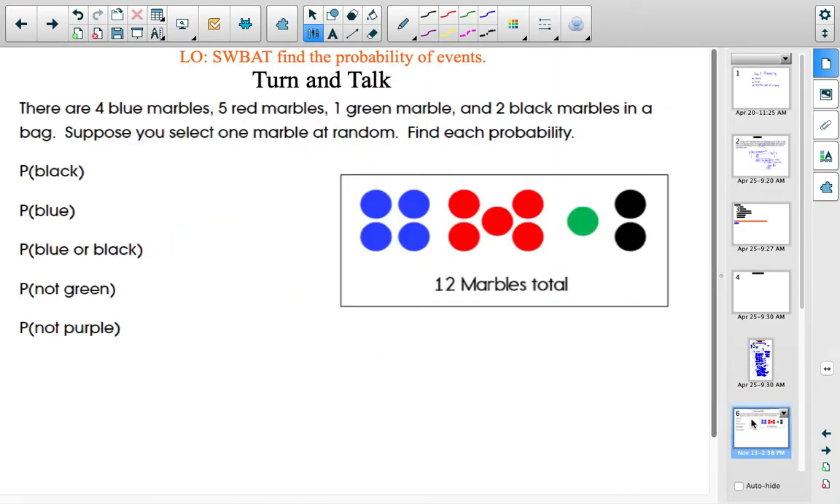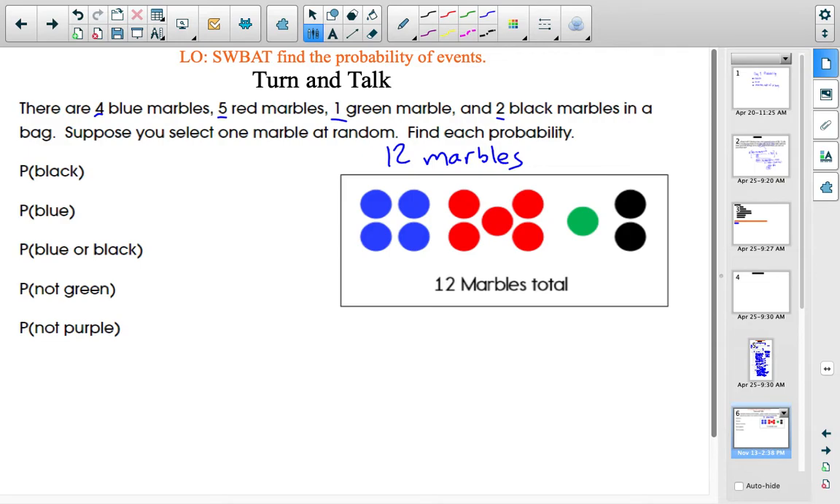Lastly, I want you to look. What's nice about this one is that it does have colors. And again, we've got marbles in a bag. This is a very common one on standardized tests. 4 blue, 5 red, 1 green, and 2 black. You can also see them over here. 4 plus 5 is 9, 10, 11, 12. So I've got a total of 12 marbles.